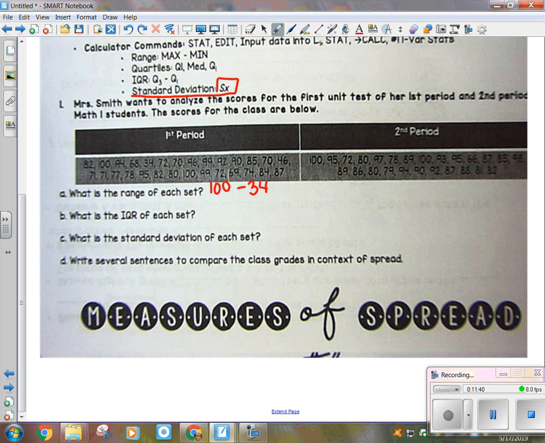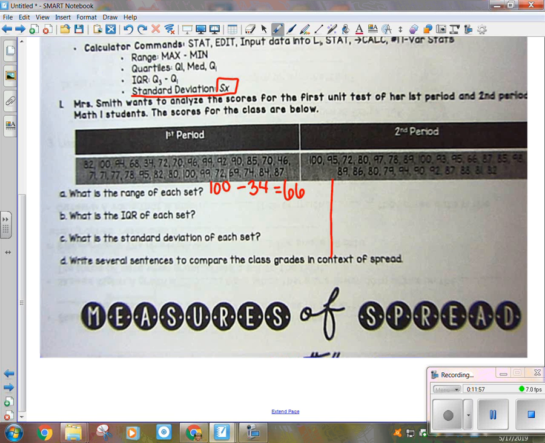So for first period, what is the range for this data? It's 100 minus 34. 66. Everybody good? All right, now let's switch.